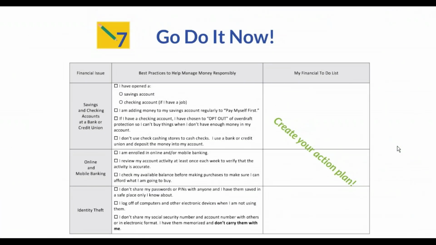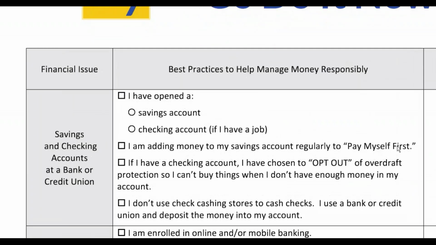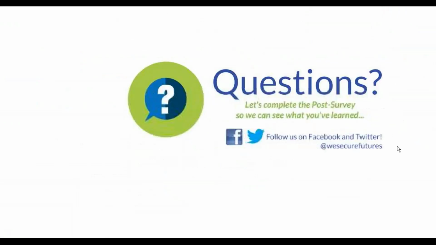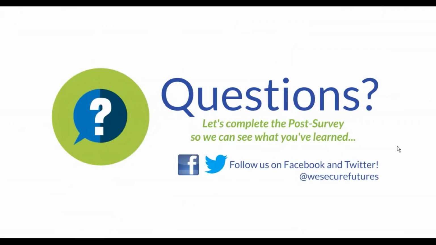As with the other lessons, Check It Out ends with the Go Do It Now checklist. As you advance the slide, it zooms into each section. Make sure the students spend a little bit of time going through the checklist and deciding which steps they want to take next. If there's enough time, have them share out. At this time, you'll want to distribute and then collect back the post-surveys.